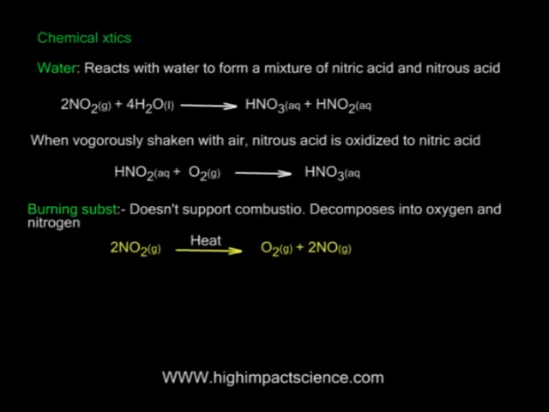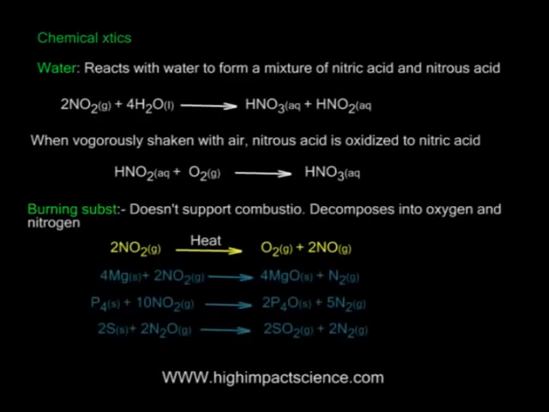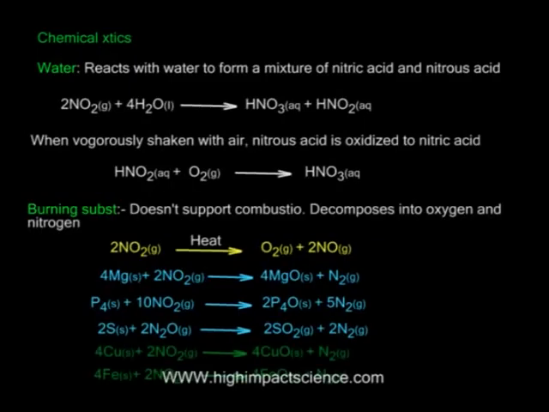Vigorously burning substances like magnesium, phosphorus and sulfur will continue to burn in the gas, and this is because the temperatures produced are sufficiently high enough to decompose the nitrogen 4 oxide into nitrogen 2 oxide and oxygen. The nitrogen 2 oxide is decomposed further into nitrogen and oxygen. The burning substances are oxidized to their corresponding oxides, and nitrogen 4 oxide is reduced to nitrogen. In the same way, nitrogen 4 oxide oxidizes white-hot copper or red-hot iron to their corresponding oxides.